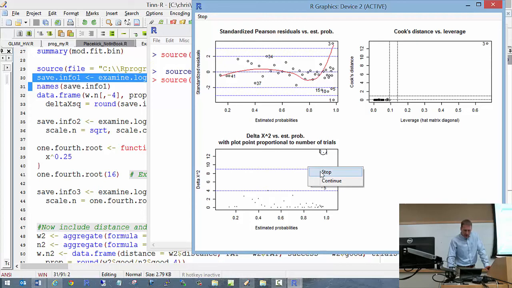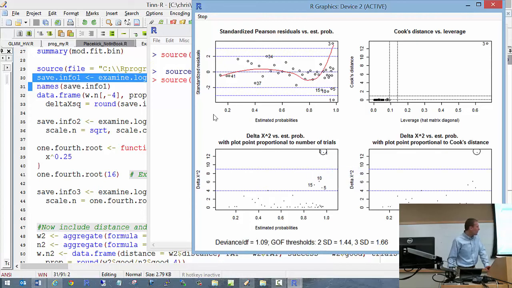So I'm going to stop, and then I go to one more plot, exactly the same, but now I let the plotting point be proportional to Cook's distance. Now remember, in the upper right-hand corner plot, we saw one observation that really had a larger Cook's distance than all the other observations. Well, we see that represented in the lower right-hand corner plot by the big circle.